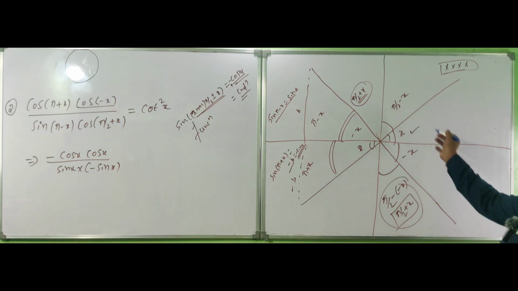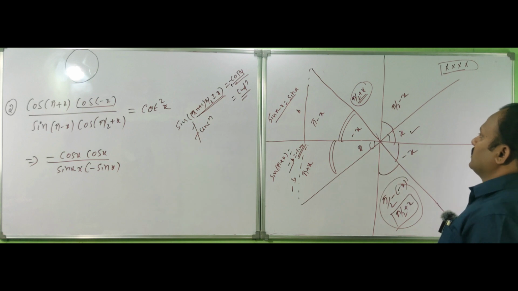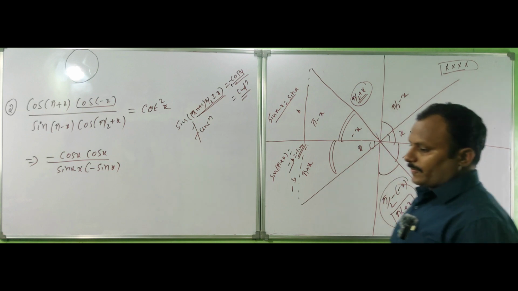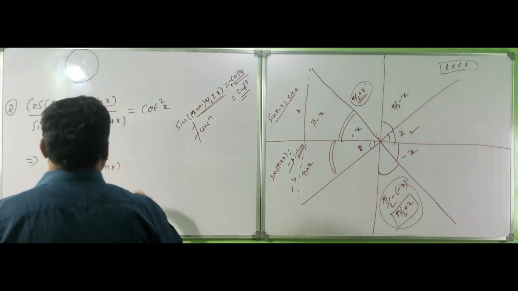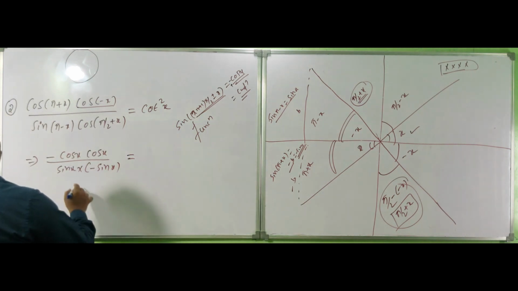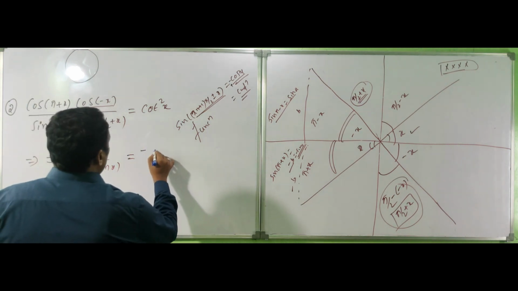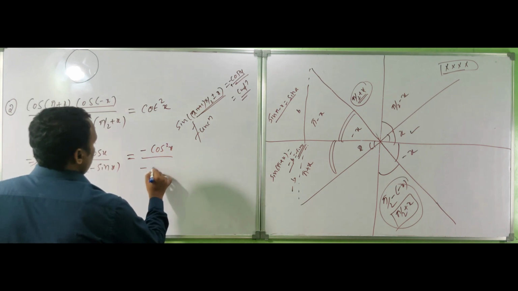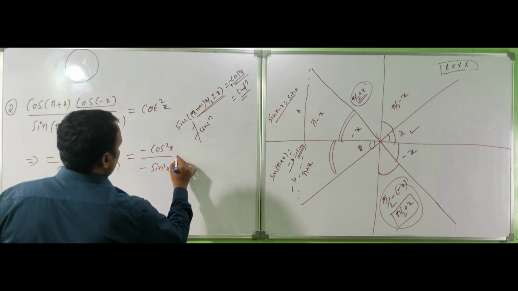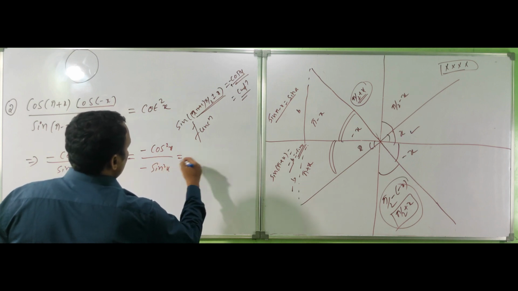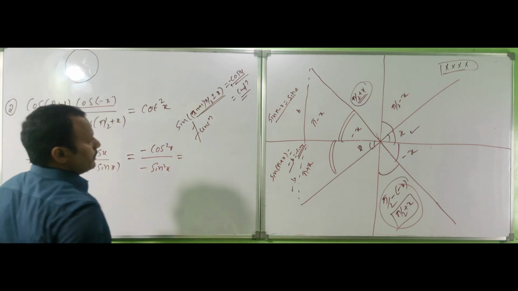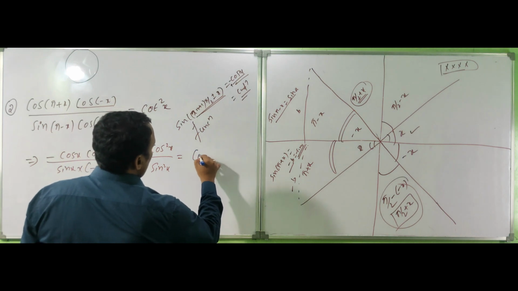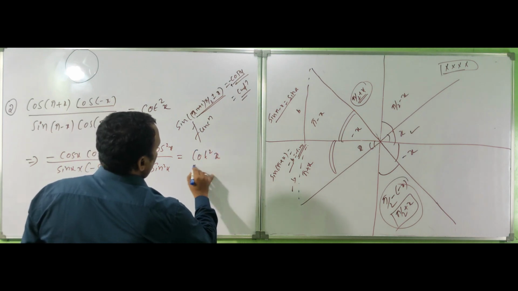Okay, sir. This is the whole pi. This is the x. Okay, we will solve. Then this becomes minus cos square x, this becomes minus sin square x. This gives, okay, so minus gets cancelled. Minus into minus divided by minus is positive. This gives cot square x.